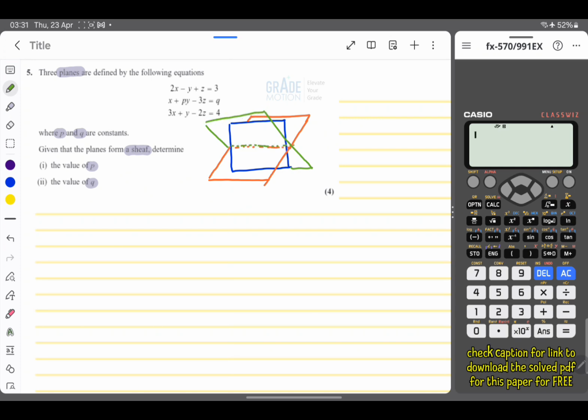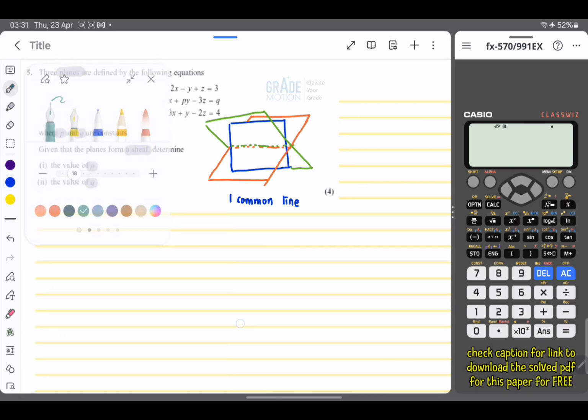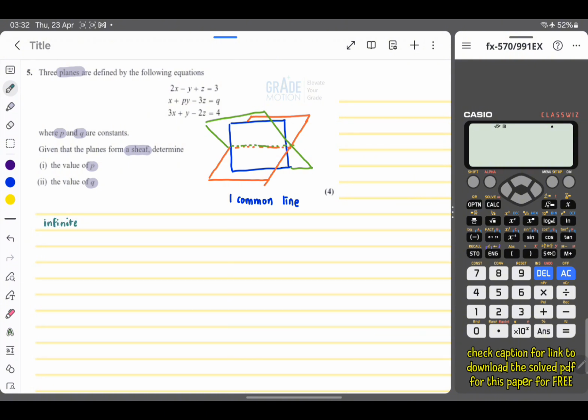So a sheaf happens when all 3 planes pass through one common line. So instead of having a point of intersection, what we have here is a line of intersection. So what does it mean by having one common line? That means we have infinitely many solutions.